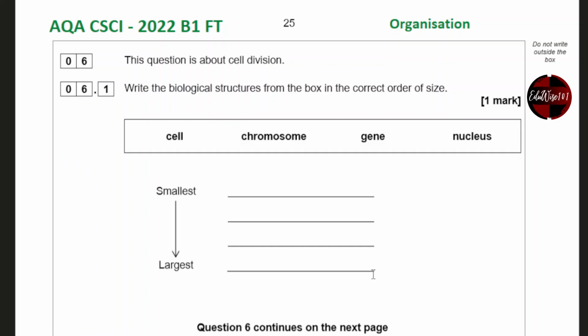This question is about cell division. Write the biological structures from the box in the correct order of size from the smallest. That would be the gene first, then the chromosome, then the nucleus, and then the cell finally.